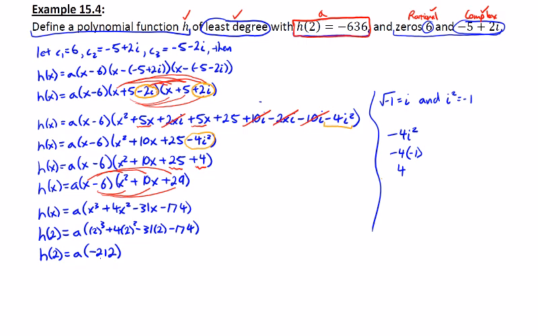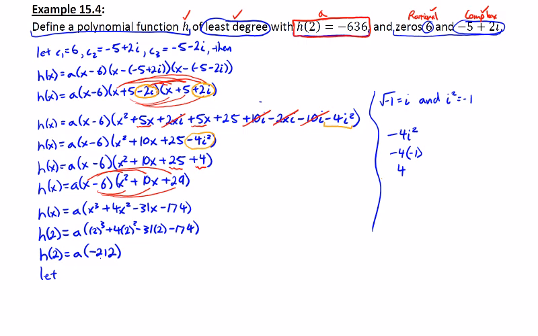My hope was that when I plugged in 2, I was going to get -636, but clearly I didn't. I was getting -212. But I can use a as a means to fix that. A is going to be a multiplier to force the answer to be -636. So let me show this algebraically. If you can see it, then you can just tell me what a has to be.